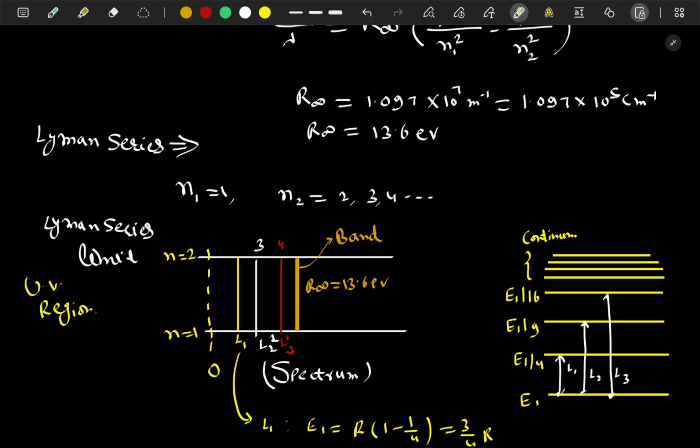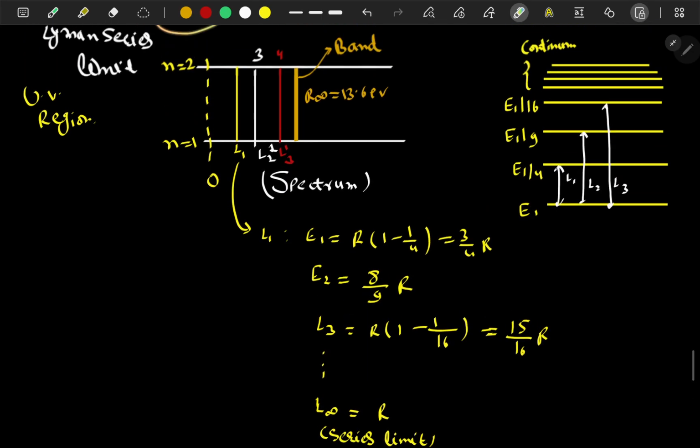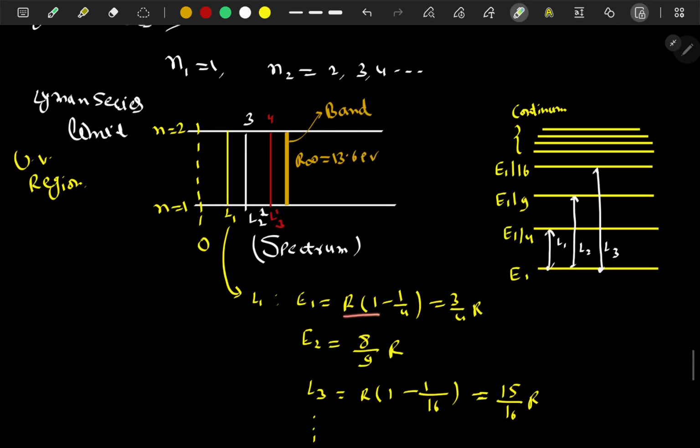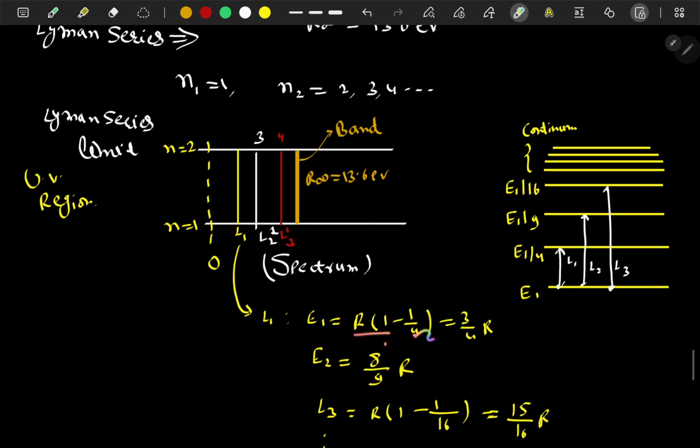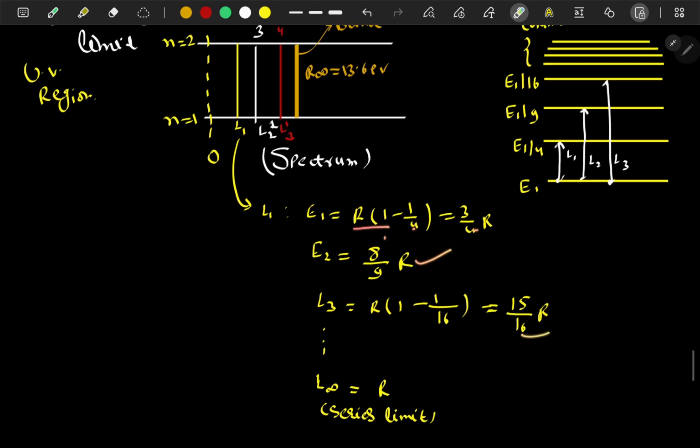First we discuss the Lyman spectrum. For Lyman, n1 is equal to 1 and n2 equal to 2, 3, 4. Very simple. So when n1 equal to 1, we put it in the formula: 1 upon 1 square minus 1 by 4, so it will be 3 by 4 R. Similarly 8 by 9 R and 15 by 16 R.